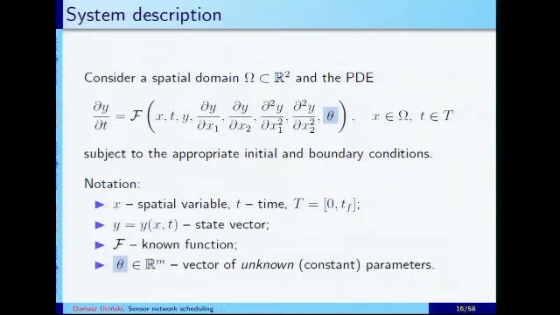To be more concrete, let's start with some formal description of our system. So we have the partial differential equation. In the partial differential equation, you can see the derivatives with respect to both the time variable and the spatial variables. There is an unknown vector of parameters, theta, and for simplicity we consider only one quantity of interest. This can be, for example, the temperature. We'll call it the state.